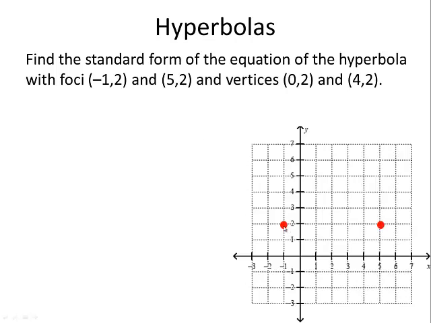So you look at it on the graph. I usually don't do it with the graph. I just take the average of the points. But if you look at it on the graph, it's obvious that the center is (2, 2), because you're averaging -1 and 5. That's here. And then the 2 and the 2 don't move, so that has to be 2 right here.